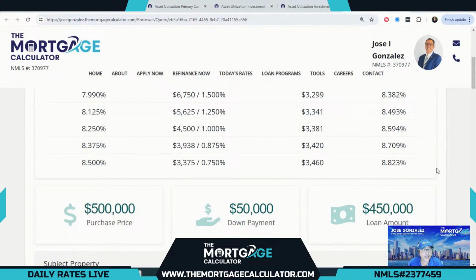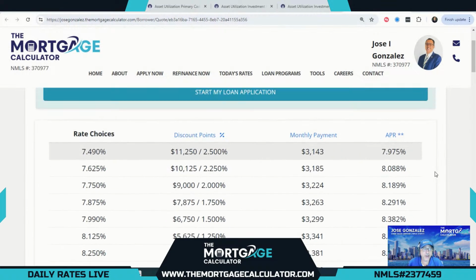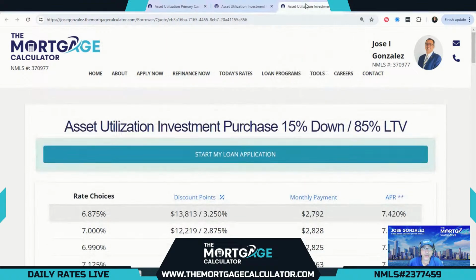So here you're looking at 8.5%, lowest cost option at 3/4 of a point. And you can buy that down all the way to 7.49% at a cost of 2.5 points for asset utilization primary purchase with 10% down.